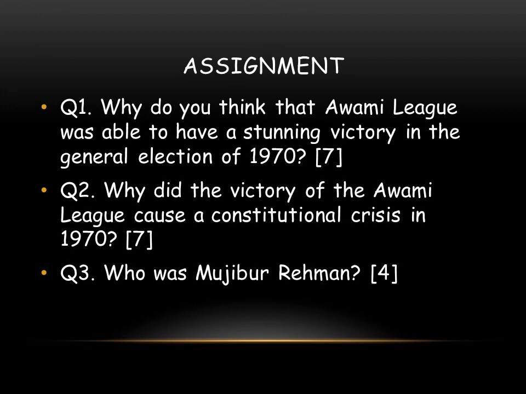The second one is, why did the victory of the Awami League cause a constitutional crisis in 1970? Even the question is available in your book on page number 136. Here, 2 points are given. You have to give 3 points in the answer because it's a why question for 7 marks. So take the point from the manifesto, or from the 6 points of the Awami League. You can create your third point from the 6 points of the Awami League, which point may be controversial for both the wings.